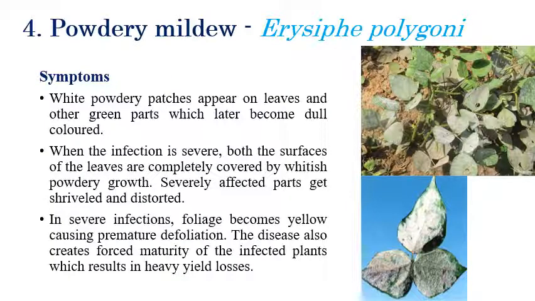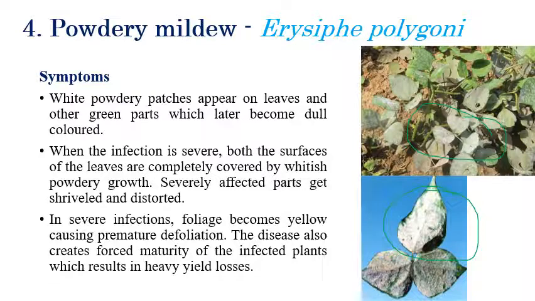Coming to the next one, powdery mildew, which is caused by Erysiphe polygoni. The name itself indicates white color powdery growth or white color powdery patches can appear on the leaves. In severe cases, the powdery growth can be seen on both surfaces.